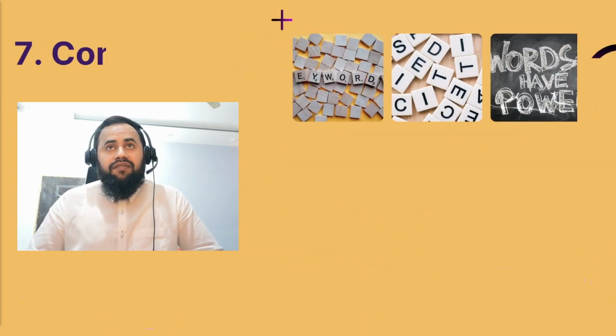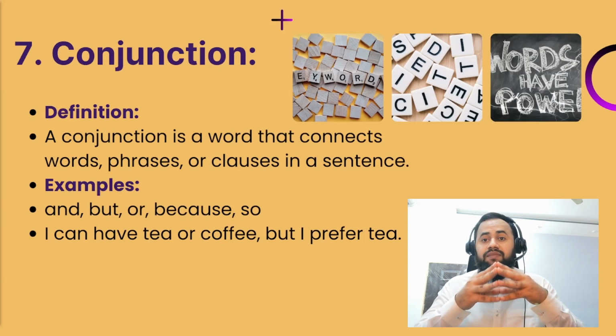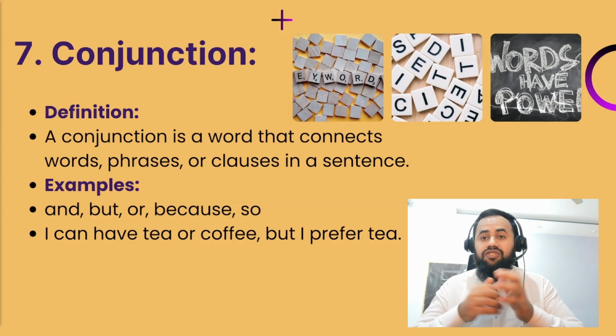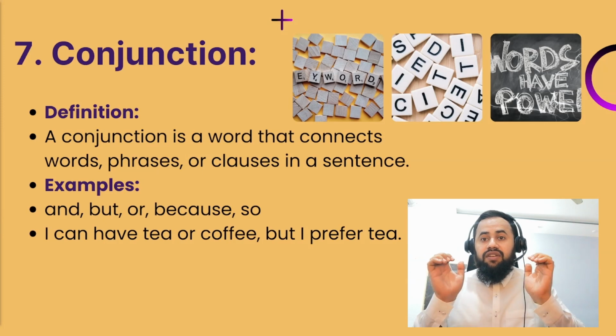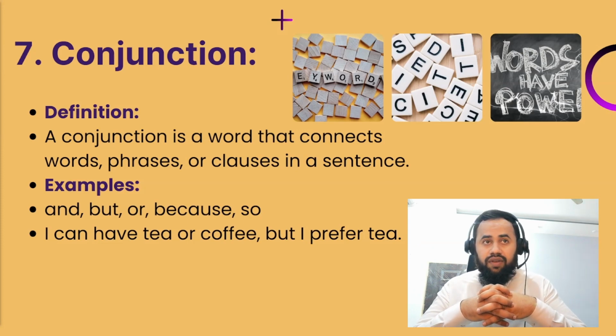Let's see what we have next. Next we have conjunction. What is the definition of conjunction? A conjunction is a word that connects words, phrases, or clauses in a sentence. It means if something is being connected by something, these conjunctions are working as a bridge between two words, between two sentences, connecting something. The examples are and, but, or, because, so.